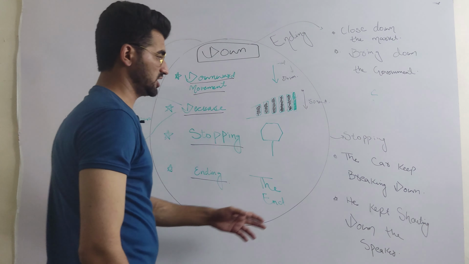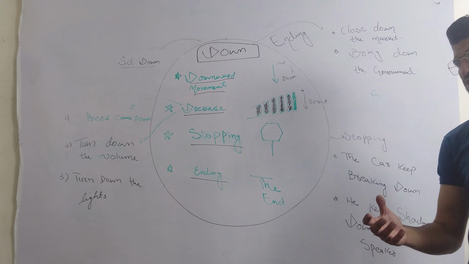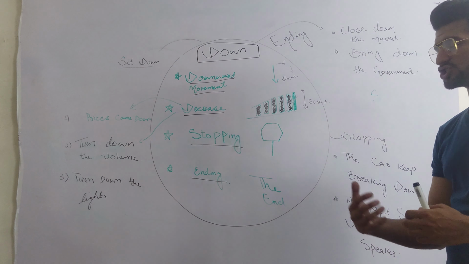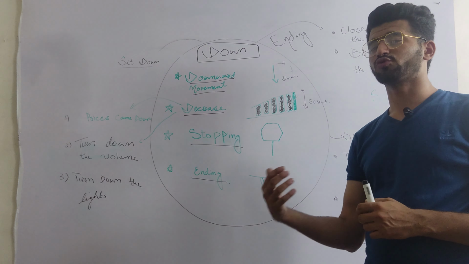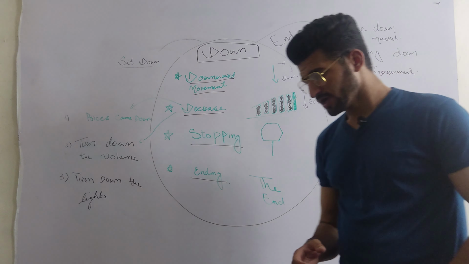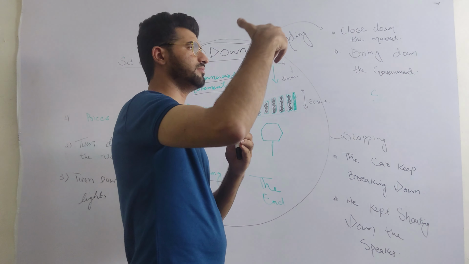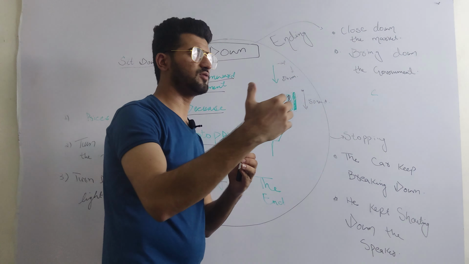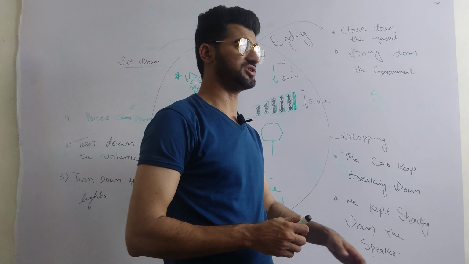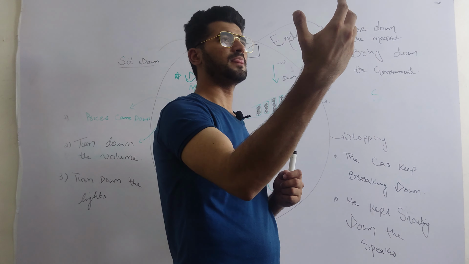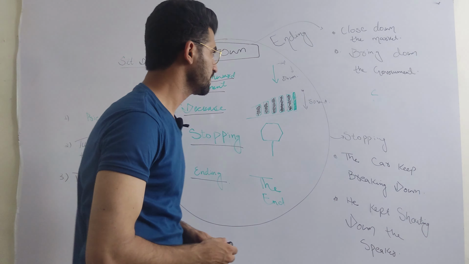Now, let's go across there, stopping. Look, the car keeps breaking down. The car continuously stops working and then starts working. I hope you got this. Now, you might have experienced this in politics, if you want to speak loud, we have a phrasal verb: he kept shouting down the speaker. He is actually speaking louder than the speaker, for example, so he doesn't let him speak. Hope you got this. Okay.